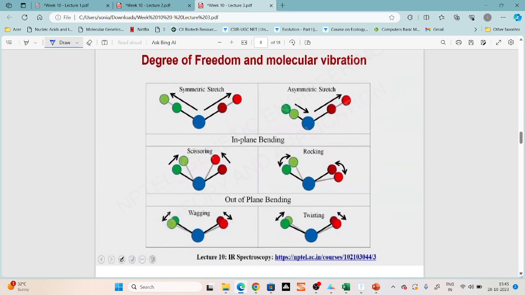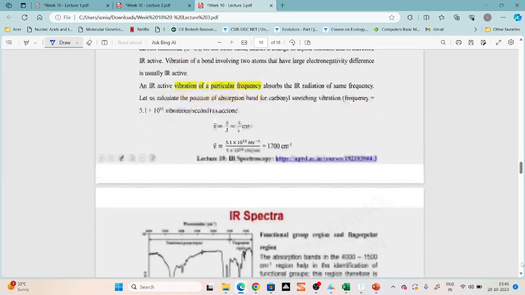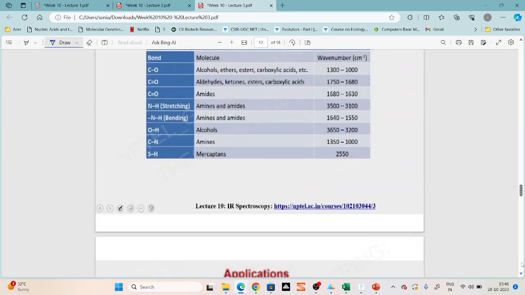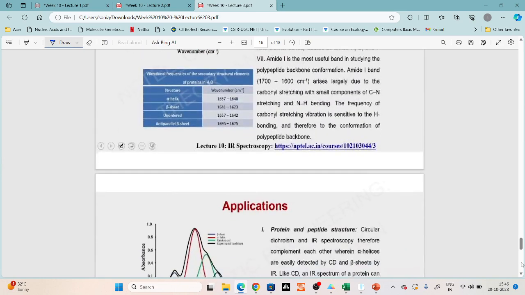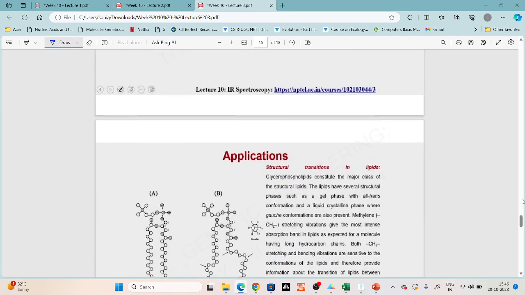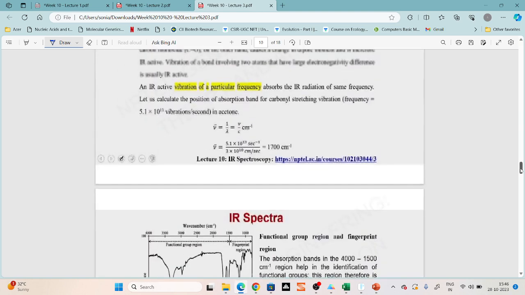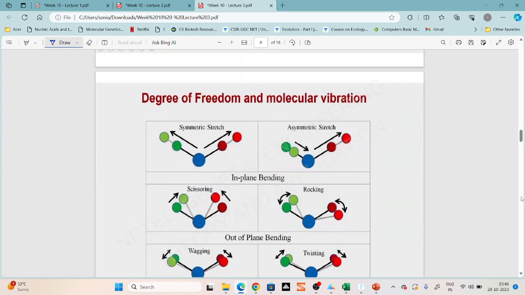Then there comes the degree of freedom and molecular vibration. You can just go through it. Now we'll just see the basic things, and then we'll come to the question parts. And then if anybody has any questions, then we can solve those questions. Otherwise, we'll just end this.